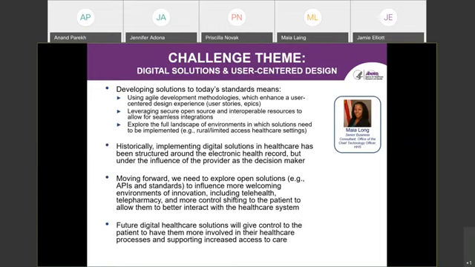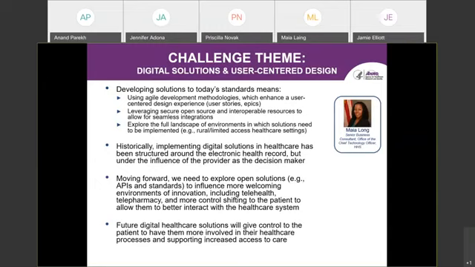Historically, the electronic health record has been, and I mentioned this already, driven by the operational needs of the hospital, the workflow, and the need to bill. We need to make sure that we put individuals that are utilizing the technology at the core of what we do.